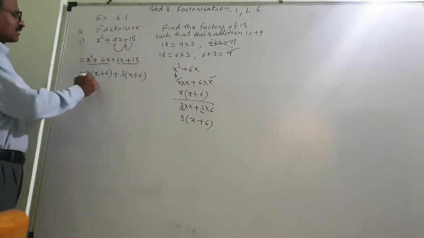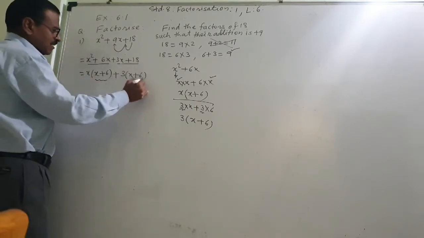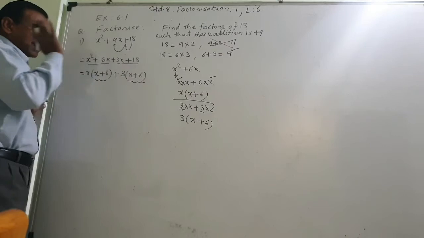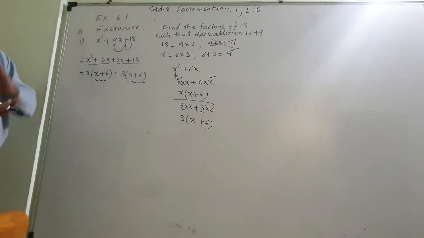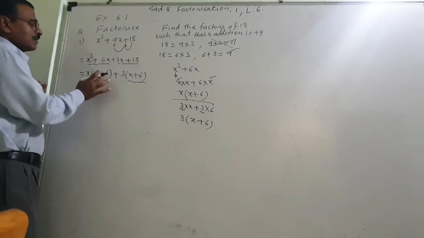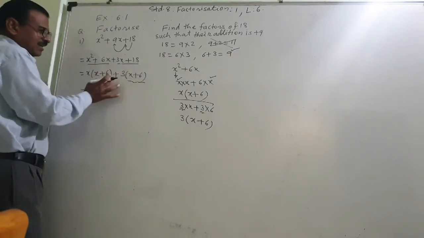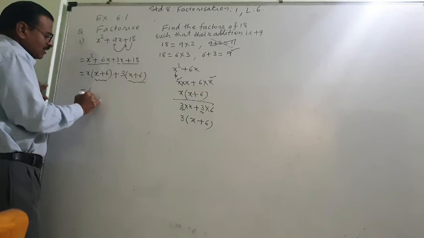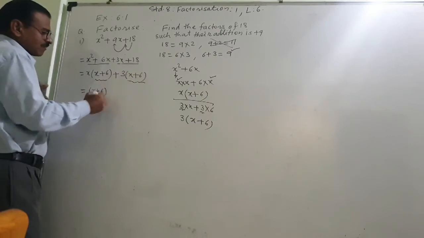Always see that this bracket should be the same. Here and here the bracket should be the same. Then we are correct. Now again, what is common? In the bracket, x plus 6 is here, x plus 6 is here. That means x plus 6 is common.